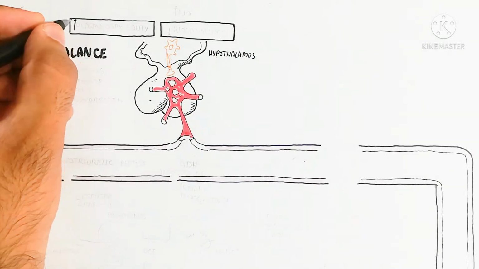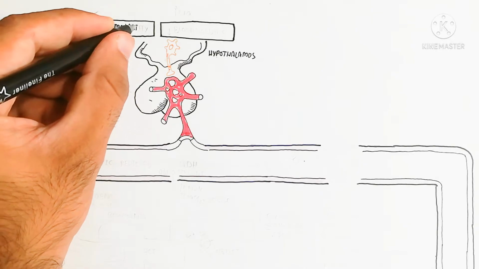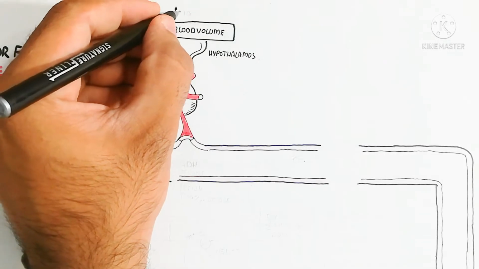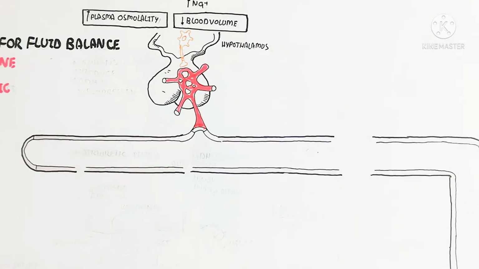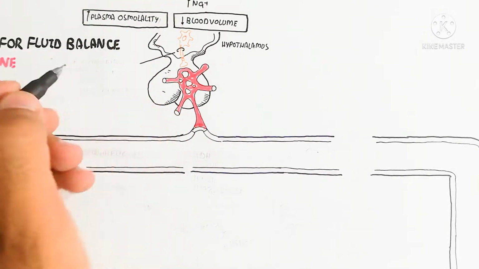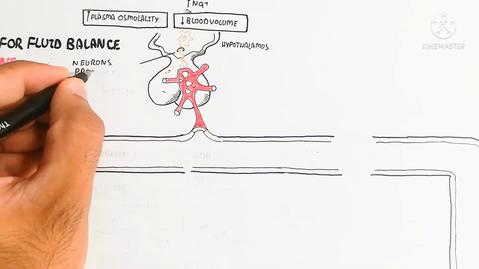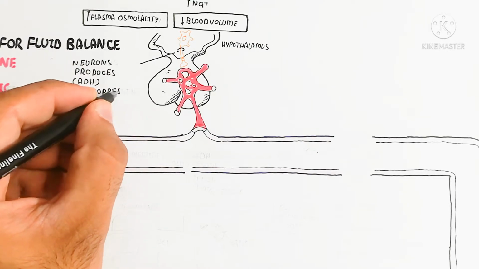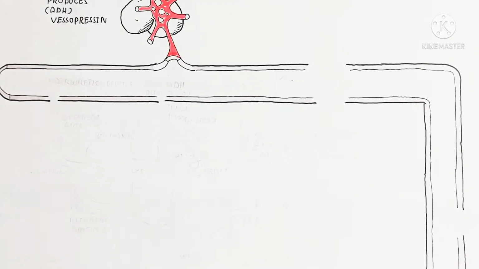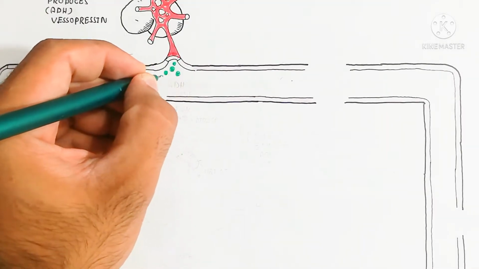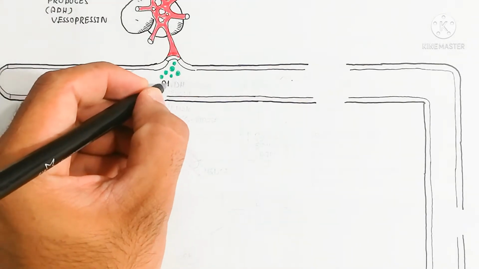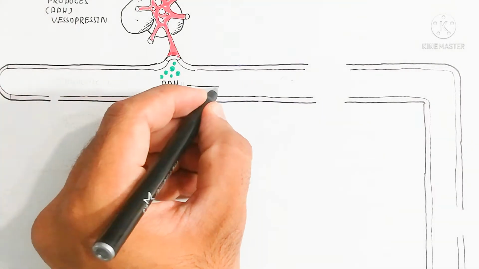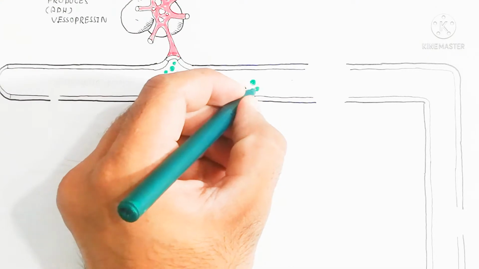So plasma osmolality increases, but blood volume decreases due to loss of blood or water, and sodium increases. When sodium increases, the blood volume will be decreased due to water loss. The neurons produce the antidiuretic hormone, which is also known as vasopressin.